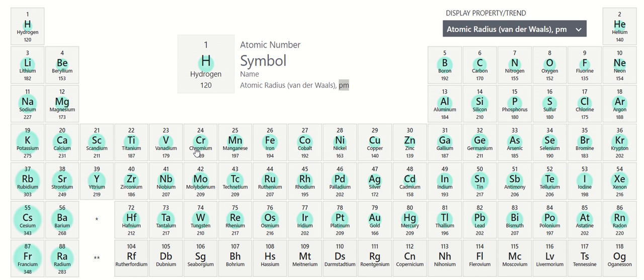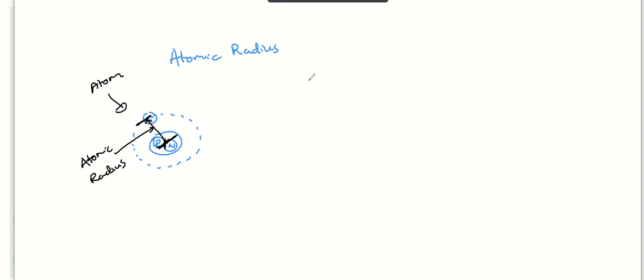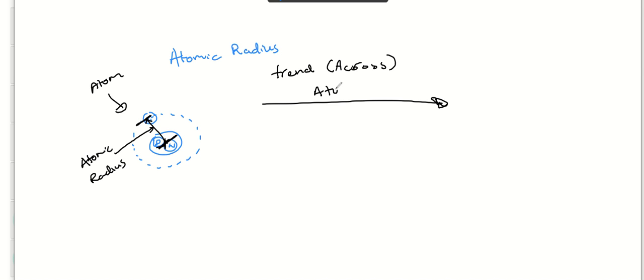Alright, so what we can say as a general trend, if we're going across the periodic table, okay, if we're looking at the trend across, as we go to this side of the periodic table, the atomic radius is decreasing. Okay, the reason why it's decreasing is the amount of protons and electrons.